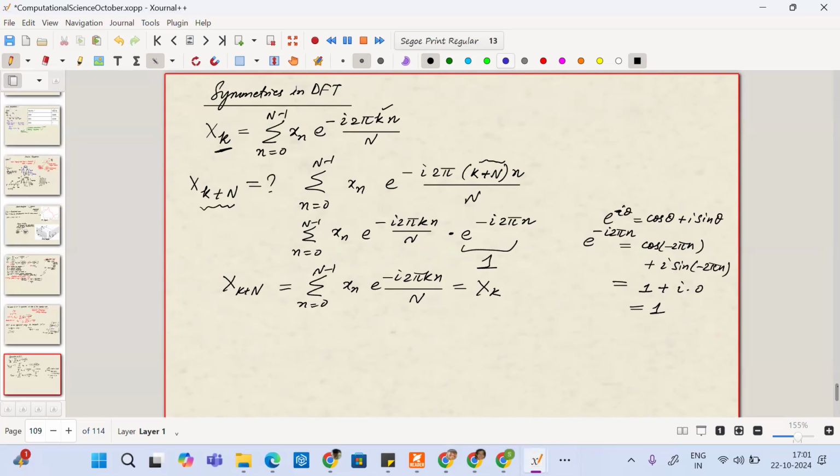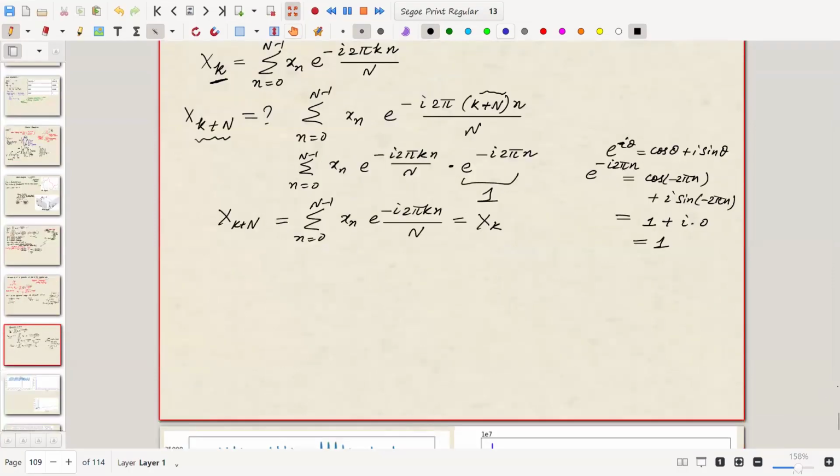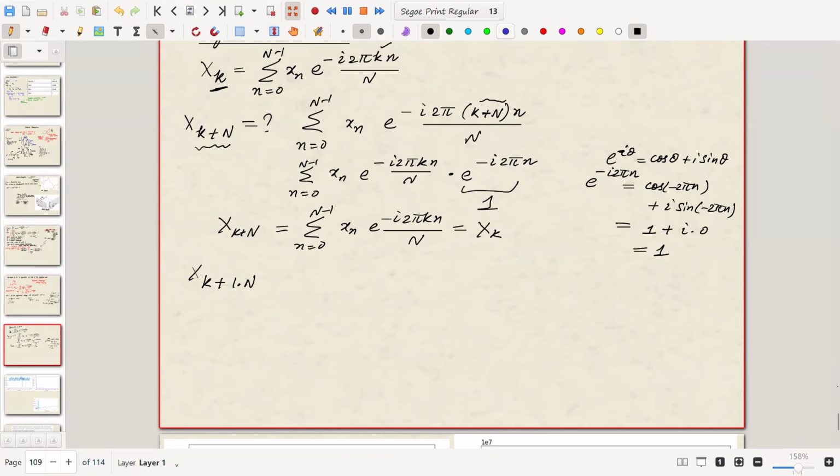So now even more interesting things are there. See, I told you only one extension, x(k+1) times n. Can you see that? x(k+n) is nothing but x(k) plus 1 times n, isn't it? Agreed? What happens if you do x(k) plus 2 times n?